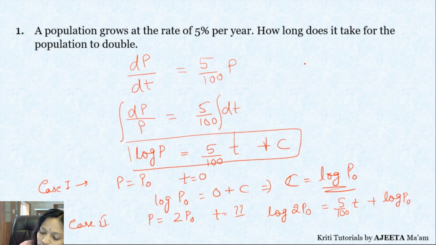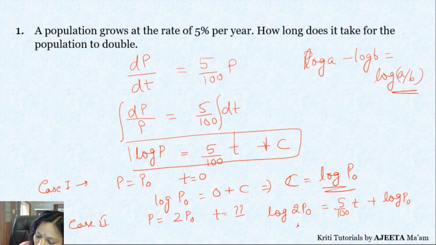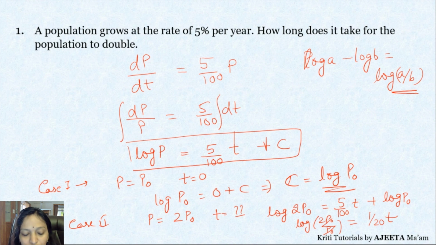Now we will take the terms of log on one side. So what's the property? Log a minus log b is what? Log a by b. So we are going to use this property here. Okay. So what will you get? Log 2P0 upon P0. So P0 cancels out. 5 by 100 is 1 by 20 t. So what's your final answer? The final answer is t is equal to 20 log 2.